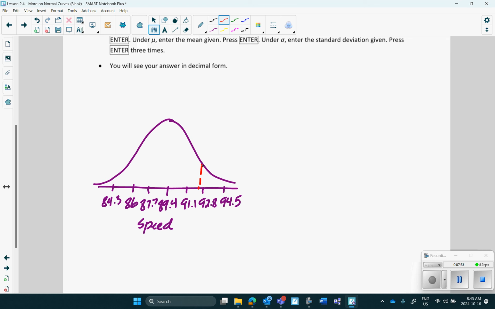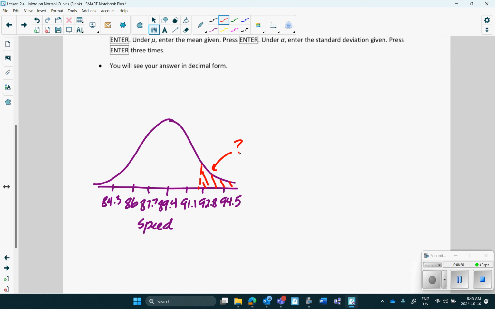Doesn't at least mean 92.8 or more? Wouldn't it be this side if it said at most 92.8? So if it's at least, we're talking to the right. So this is the area we have to try to find. This is our question mark. Okay.